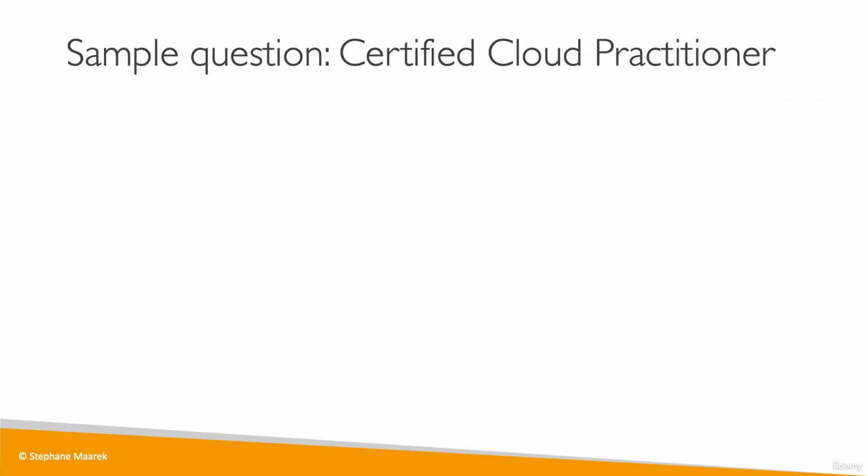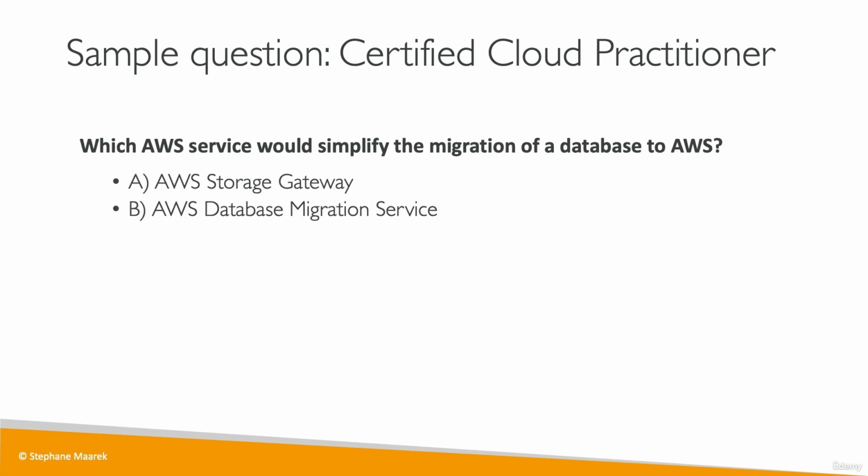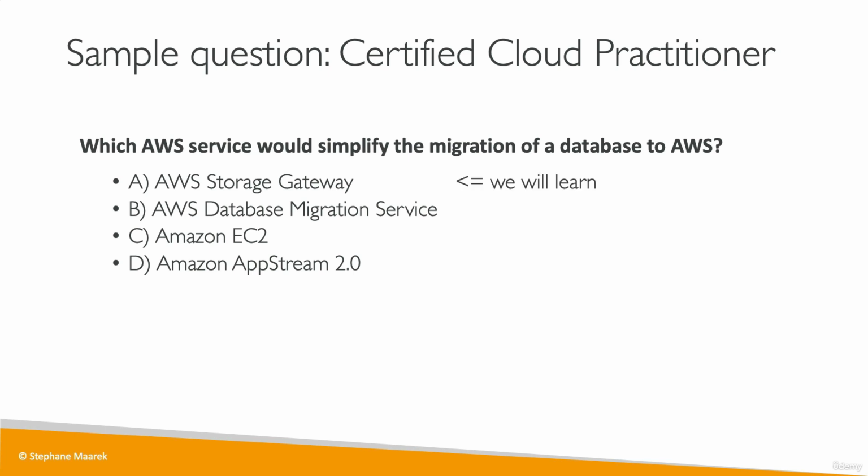So now we're preparing for a certification. I want to show you the type of questions you're going to get. This is a sample question from the exam, which says: which AWS service would simplify the migration of a database to AWS? And we'll have 4 answers: Storage Gateway, Database Migration Service, EC2, and Amazon AppStream 2.0. Now this course is going to cover most of the services. For example, the first service we will learn in this course. The second service, the name is obvious, it is the answer to the question. That is the correct answer, and we will cover this service as well. EC2, we will learn as well.